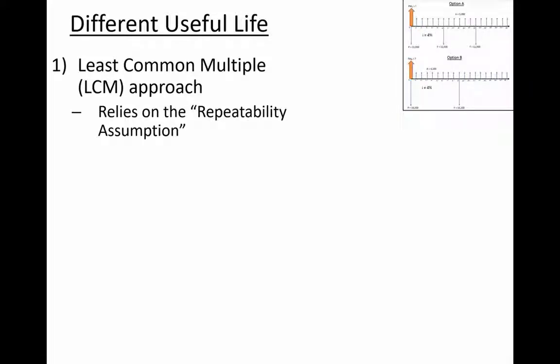So remember that when we were doing present worth analysis, the three methods we've talked about to handle different useful lives is the least common multiple approach, which is summarized with the diagram on the right side there, where you're doing cycles and they both terminate at the same time, and then that's how you're able to compare the alternatives.